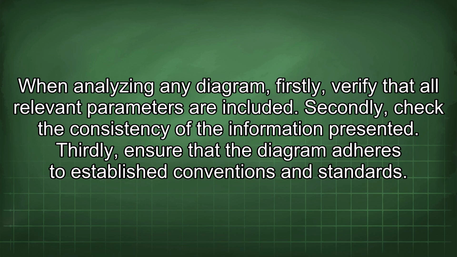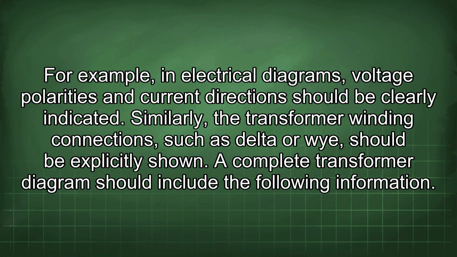Secondly, check the consistency of the information presented. Thirdly, ensure that the diagram adheres to established conventions and standards. For example, in electrical diagrams, voltage polarities and current directions should be clearly indicated. Similarly, the transformer winding connections, such as delta or Y, should be explicitly shown. A complete transformer diagram should include the following information.